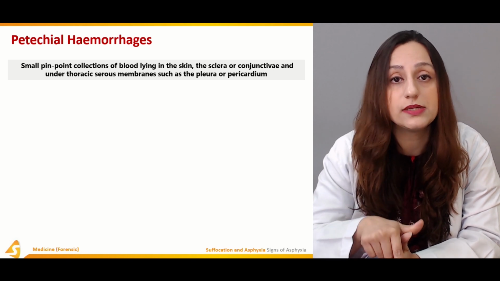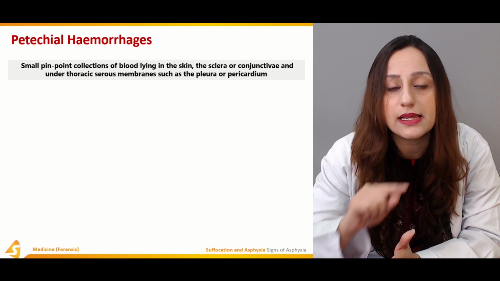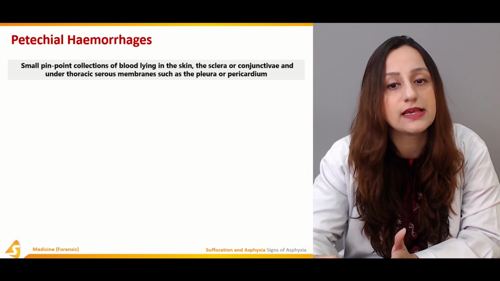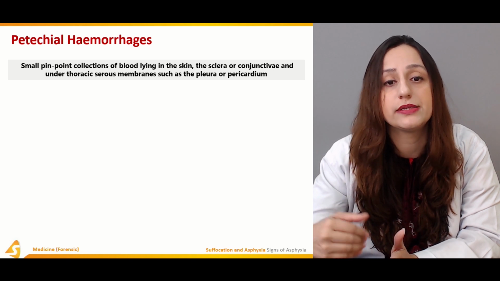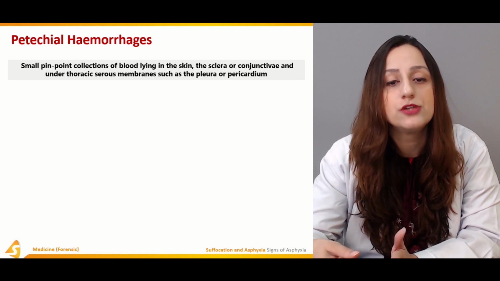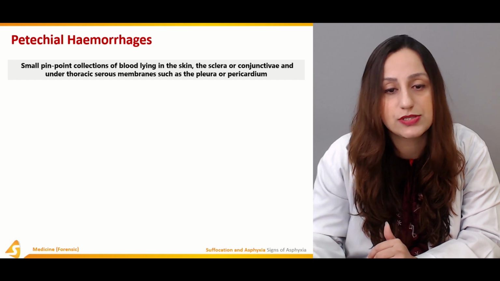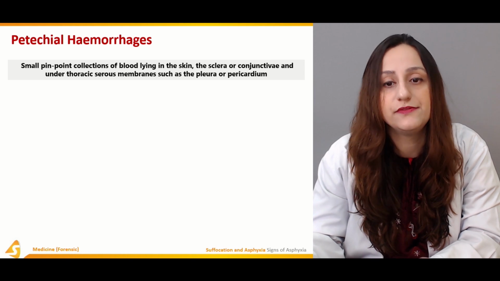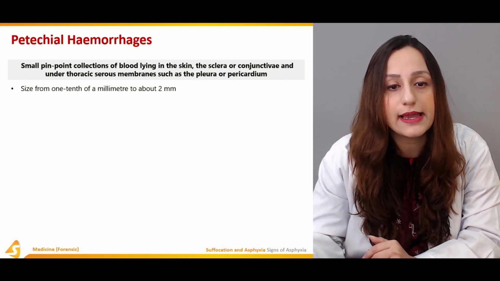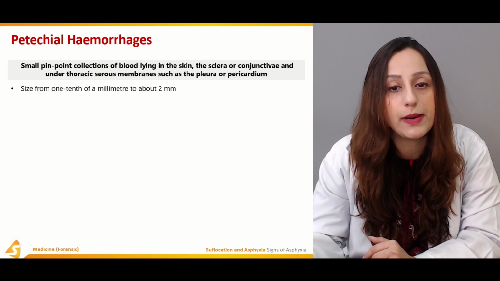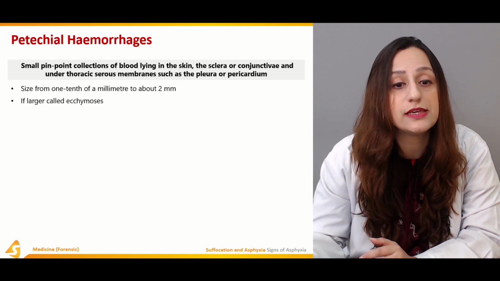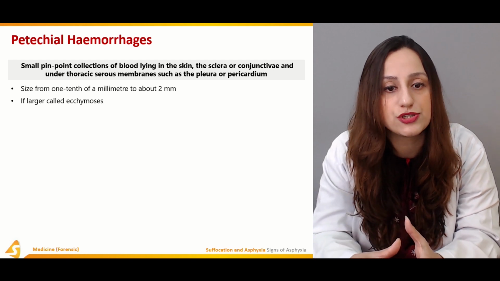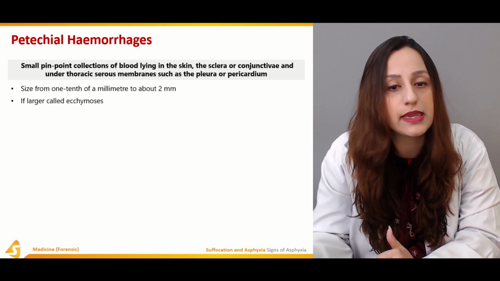This is what the pathologists argue about: that petechial hemorrhages are not only significant for asphyxial kinds of death, and other pathologies or underlying conditions can contribute to the formation of these petechial hemorrhages, even in the thoracic serous membranes of the pleura and the pericardium. Now, the size is from 1/10 of a millimeter to about 2 millimeters. If larger, it is called an ecchymosis. So the coalescence of these petechial hemorrhages causes these ecchymoses.